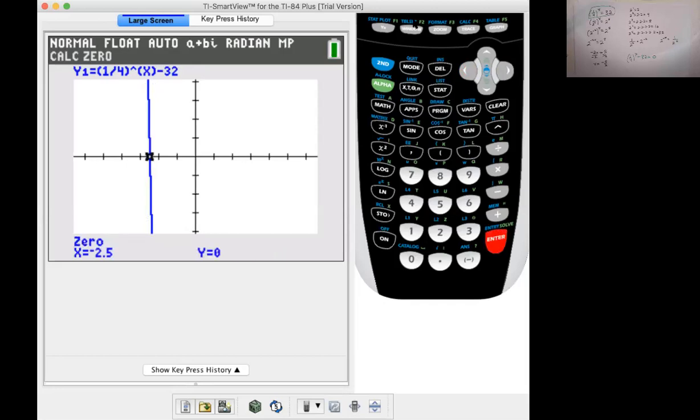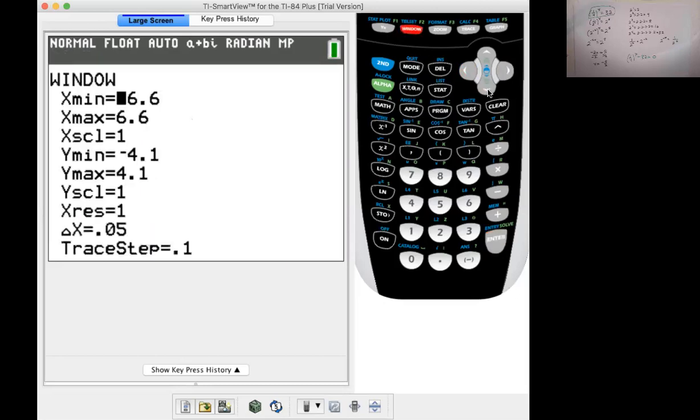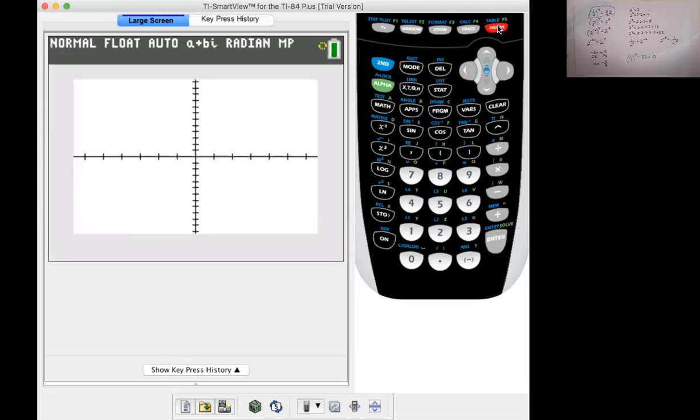If you want a better version of this, I'm going to add a little bit more y this time. So rather than negative 4 and 4, maybe I'll multiply them by 3, just so you can see it a little bit better. Let's take a look at our graph. So again, we think it crosses at negative 2.5. There we go. And I just want to go ahead and see where it crosses.